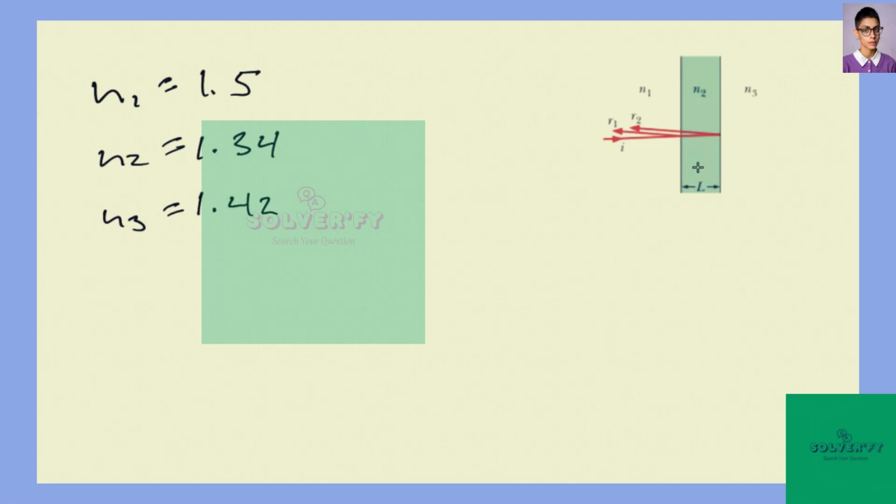We're also told that the thickness of the middle layer with index of refraction N2, which we're going to call L, is given to be 380 nanometers. And we're asked what wavelength in the visible spectrum can we shine on here such that no light reflects, or that a minimum amount of light reflects.